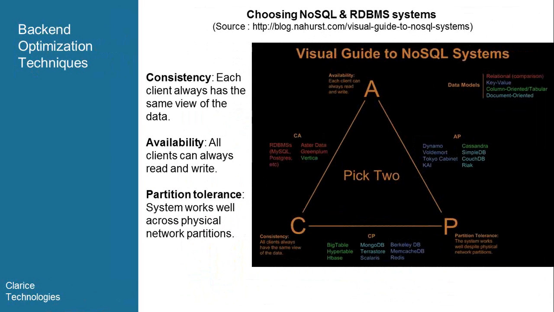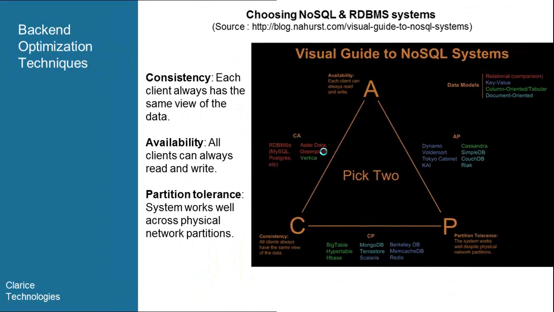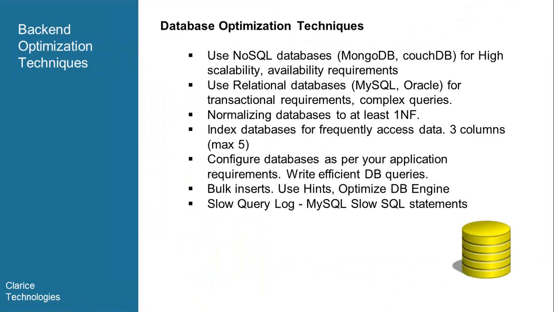And when it comes to the choice of NoSQL versus RDBMS database, there is a good visual guide provided considering the three criteria, which are availability, consistency, and partition tolerance. This is a very nice graph which covers different databases and which one we should choose based on our requirement. So use a NoSQL database like Mongo or Couch if you are looking for high scalability and availability. Go for relational like MySQL if your application has transaction requirements consisting of complex queries and joins.